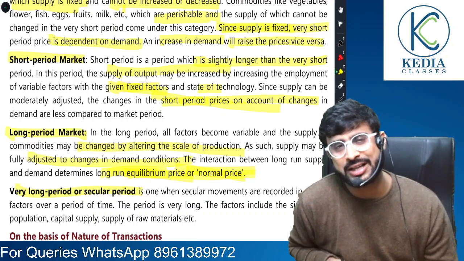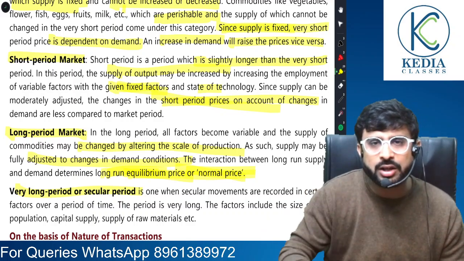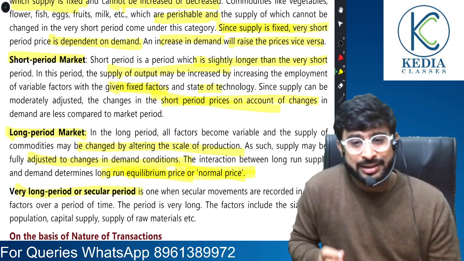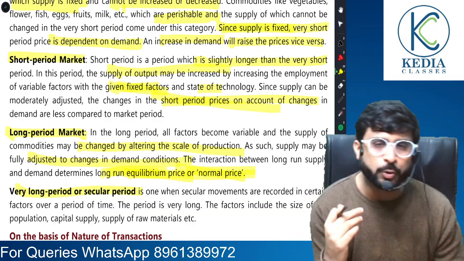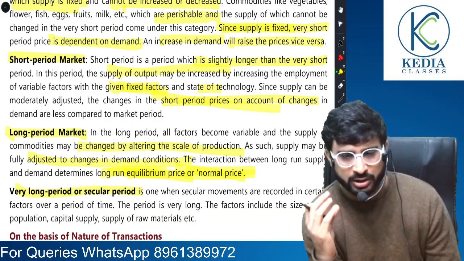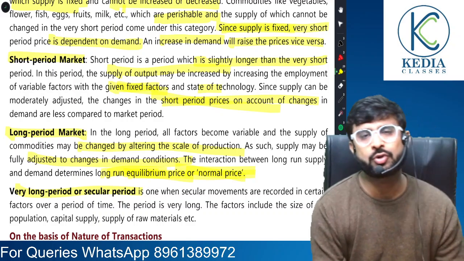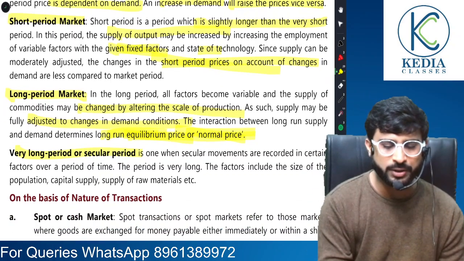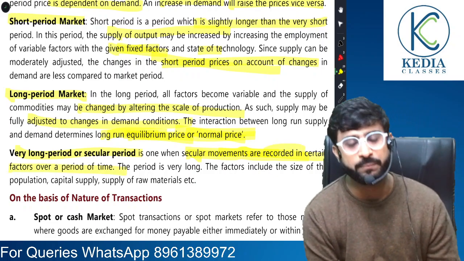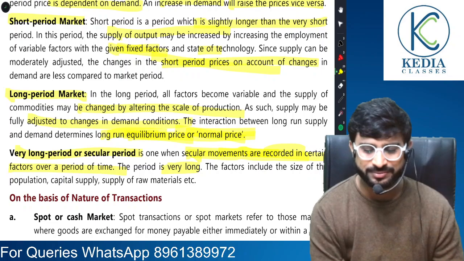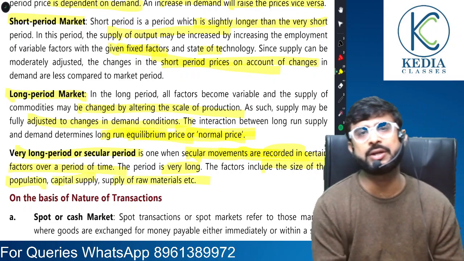Friends, very long slash secular period means a time gap of 20-25 years when the population, the average income of the population, the category of population, more male or more female, or which age of population, all the population dynamics, all the demographics change. When it is such a huge time period we are dealing with, we call it very long period slash secular period. It is one when secular movements are recorded in certain factors over a period of time. The period is very long. It includes the size of the population, capital supply, supply of raw materials, etc.